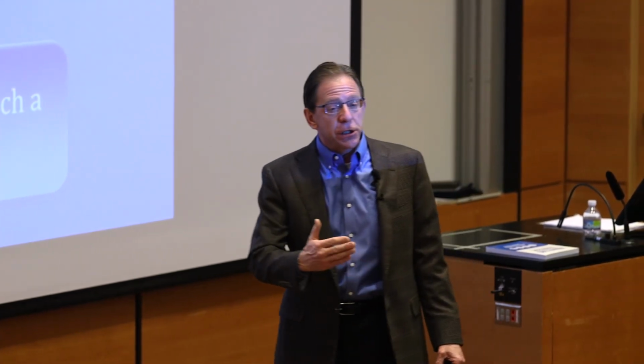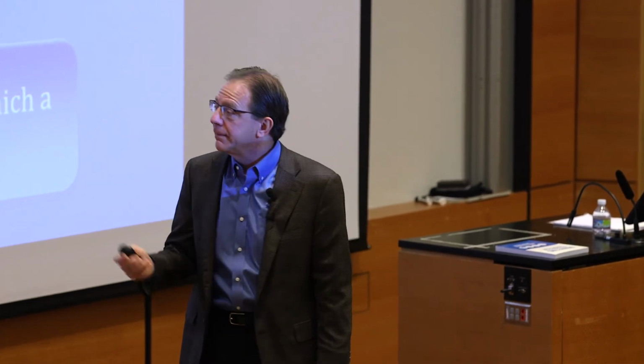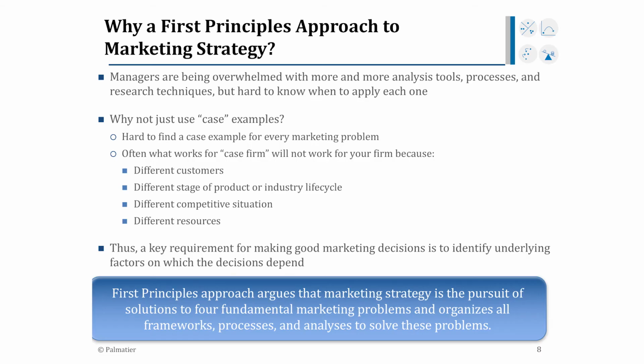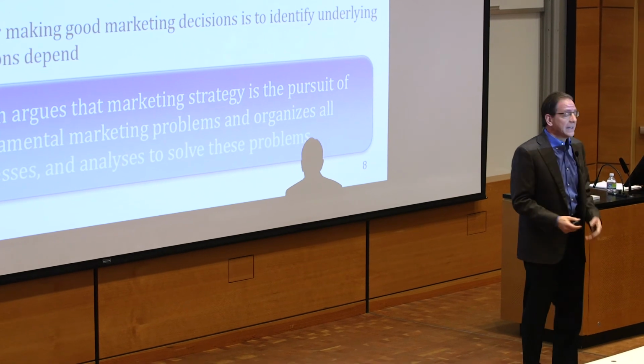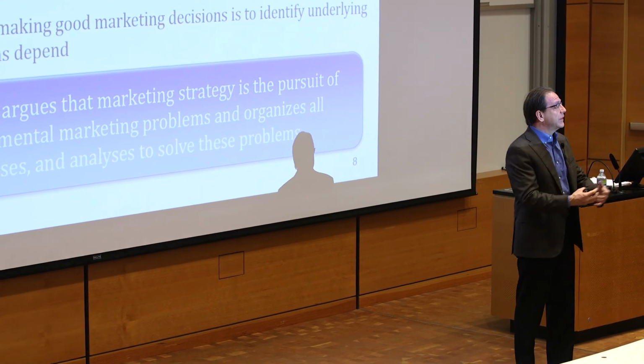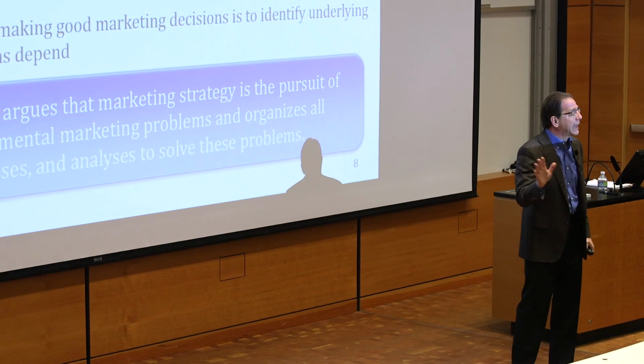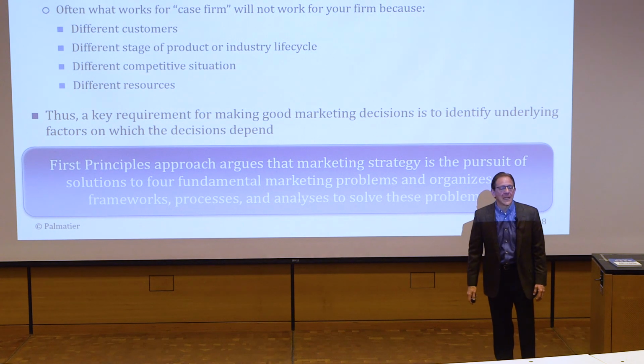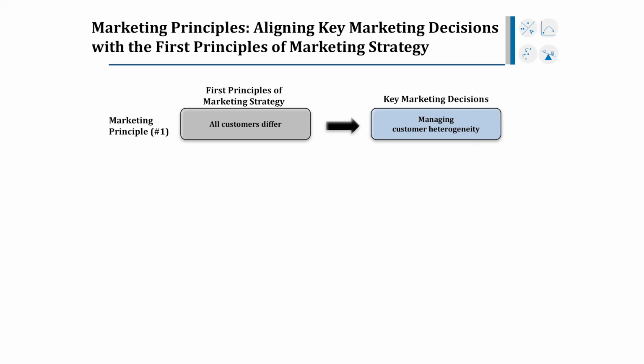And as we work through all these different sessions, we're going to spend our time on how best to solve each of these four principles. So our argument is this. The first principles approach argues that marketing strategy is the pursuit of solutions to four fundamental marketing problems and organizes all the frameworks, processes, and analyses to solve these problems. That's really the essence of taking a first principles approach. Rather than just give you examples and say, look at how this firm made a lot of money, we're going to try to make it very clear how to understand these four situations and develop a marketing strategy.